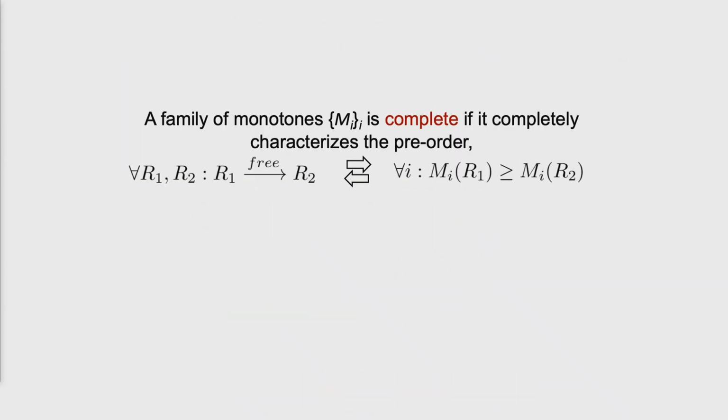What can do the job, however, is a set of monotones that are complete in this sense. I say a family of monotones is complete if it completely characterizes the pre-order or the partial order, which means that whenever R1 goes to R2, that's true if and only if, for the set of these monotones, R1 has larger values for all the monotones than R2 does. So if I can find a single monotone where R2 has a larger value than R1 does, then that tells me they can't be ordered. And if you give me such a set of monotones, I can recreate the partial order, right? I can draw out exactly what the connections are based on the values of all those monotones.